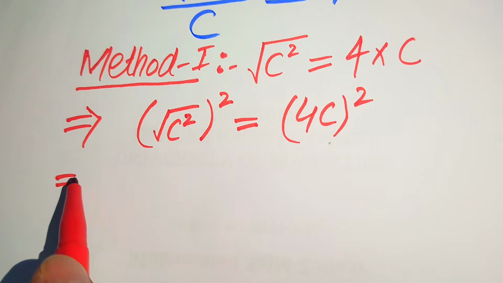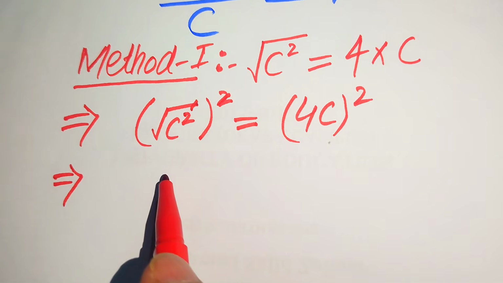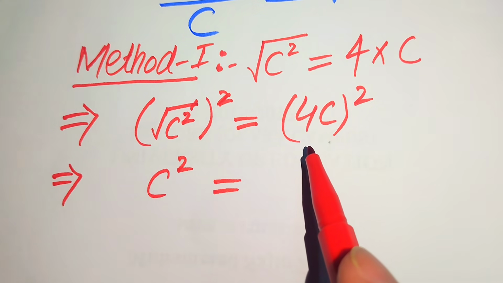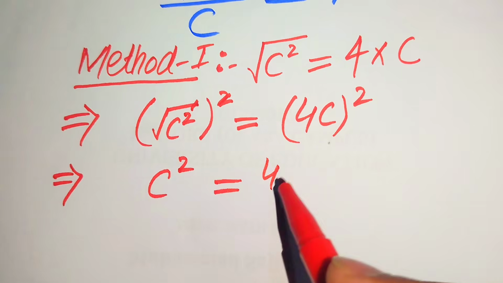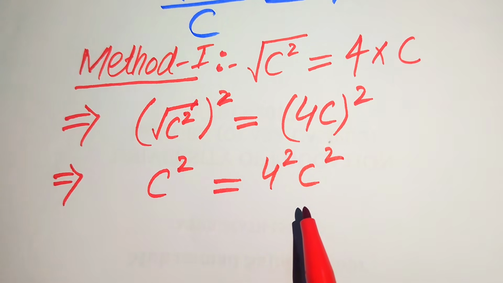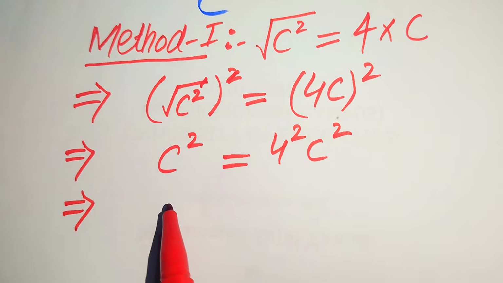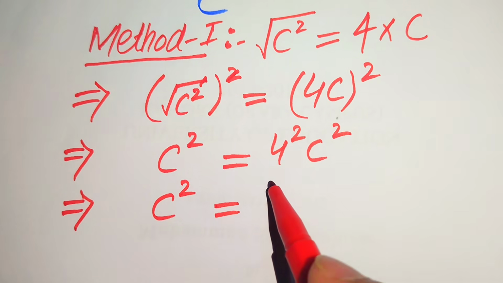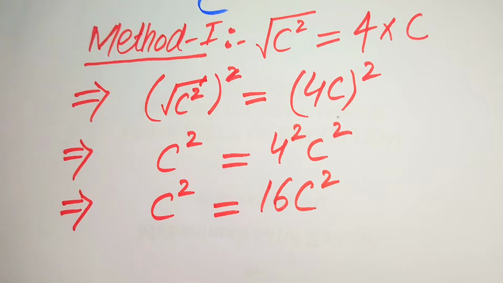And now in the next step, you see here this square and this square root are cancelled out by each other, and we get here c square is equal to 4c whole square, so we apply this square separately on both of these two values, and it will be written in this form: 4 square into c square. And now in the next step we need more simplifications, and we get here c square is equal to 16, since 4 square becomes 16, times c square.